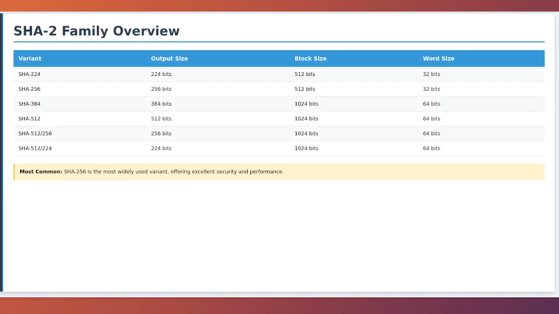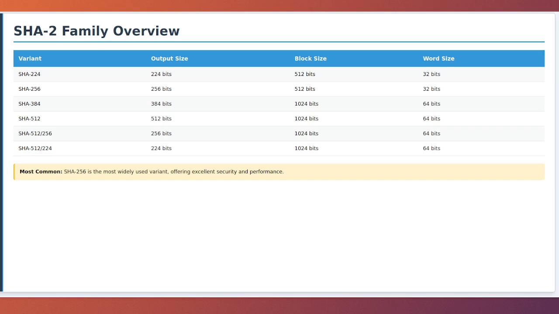SHA-2 Family Overview. The SHA-2 family consists of 6 hash function variants, and understanding the differences between them helps you choose the right one for your needs. SHA-256 produces a 256-bit or 32-byte hash output. It processes messages in 512-bit blocks and is the most commonly used variant. When people say SHA-2 without specifying a variant, they usually mean SHA-256.